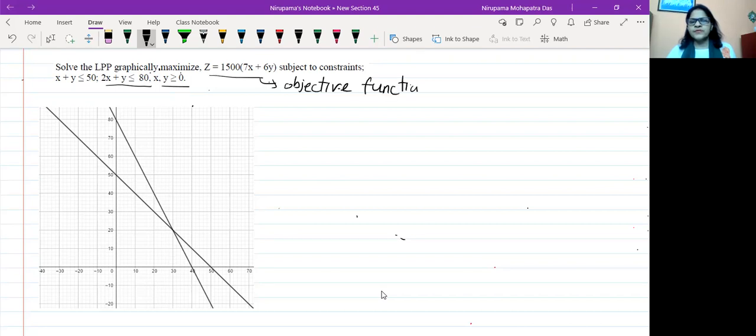In every question, step 1, draw the graphs of linear inequality. So we can take this one as the first equation, x plus y.